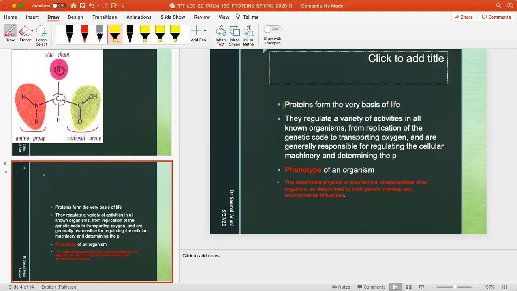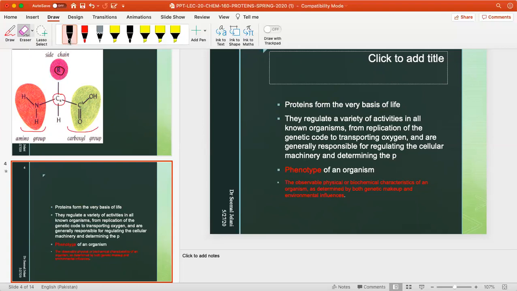Now, you can see proteins form the very basis of life. They regulate a variety of activities in all known organisms, from replication of the genetic code to transportation of oxygen, and they are generally responsible for regulating the cellular machinery and determining the phenotype of an organism. Now, what is meant by the phenotype of the organism?